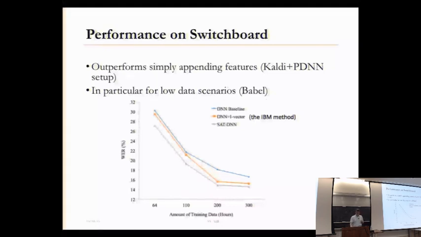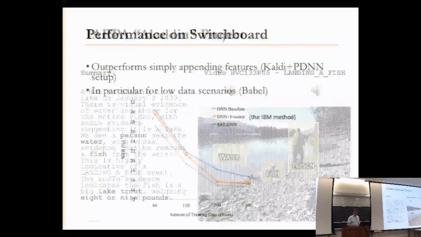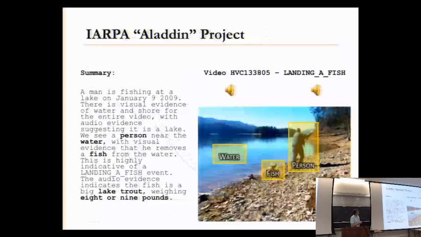Okay, so this is the method that we're going to use, and of course what we're going to do is instead of using I-vectors for adaptation, we're going to use those visual features that we're going to extract from our data. So let me shift gears a little bit and talk about the data, the multimedia data.